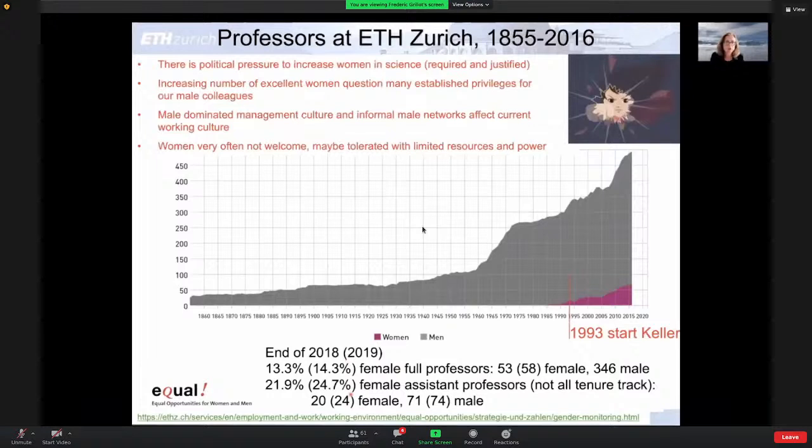There is political pressure to increase the number of women in science, which is required and justified. But the increasing number of excellent women questions many established privileges of our male colleagues. The male-dominated management culture and the informal male networks affect the current working culture, which is not very friendly towards women. They don't feel welcome, and very often they are only tolerated with limited resources and power.